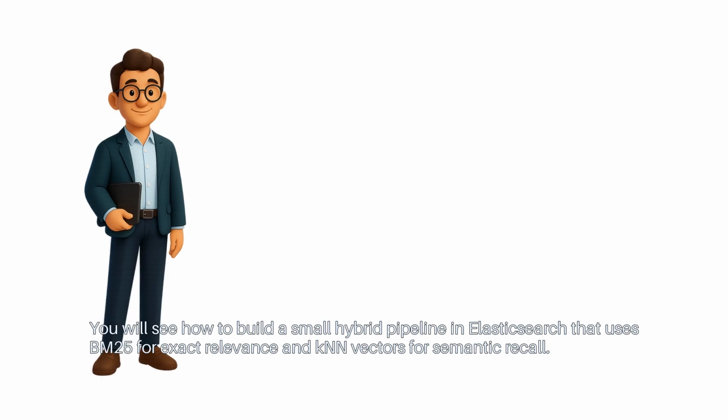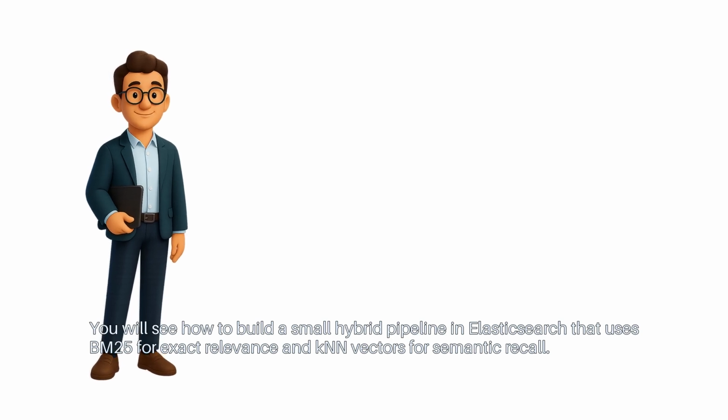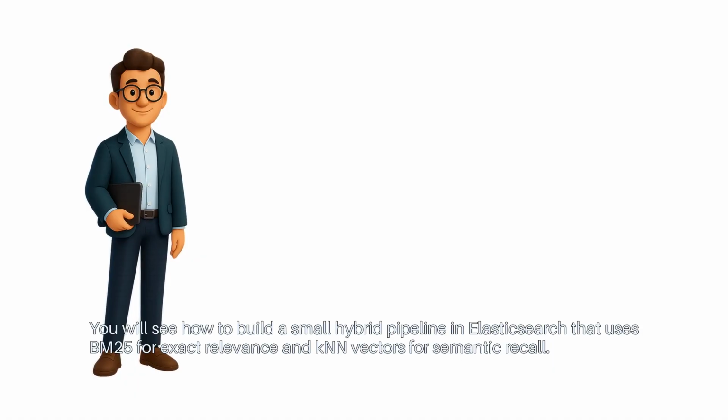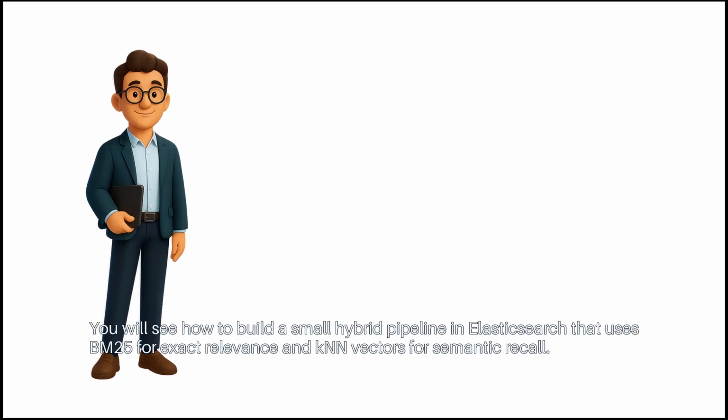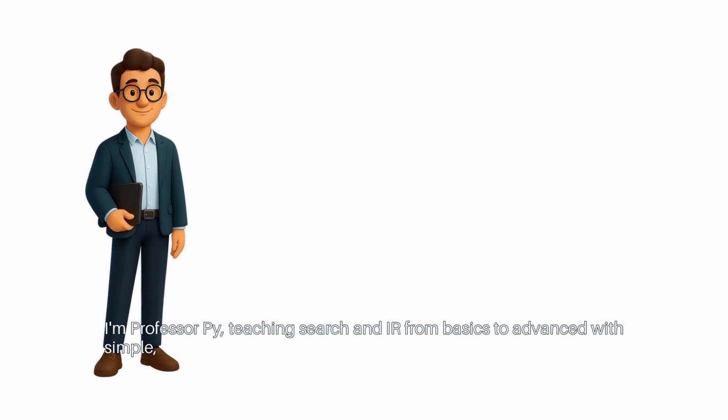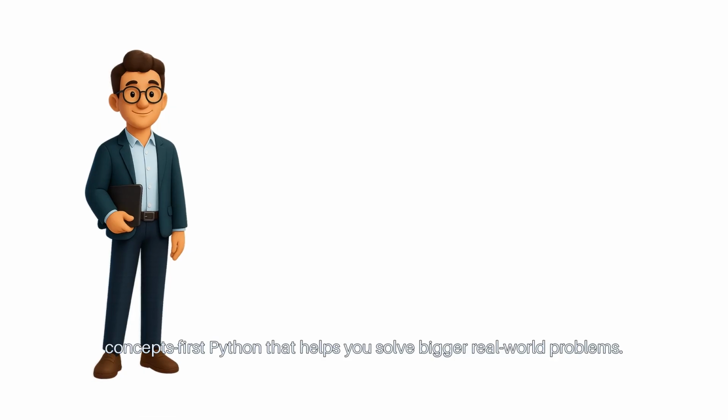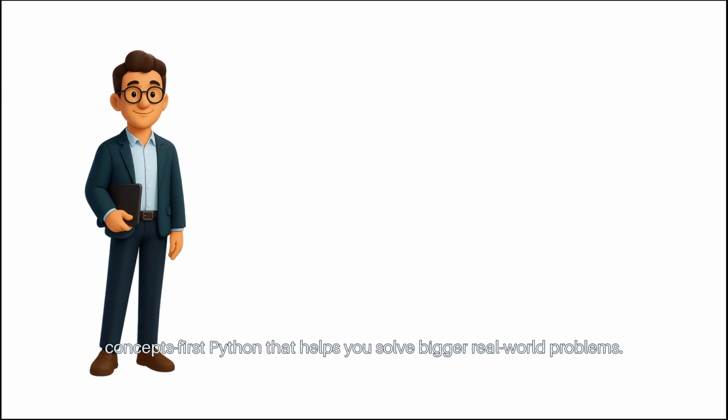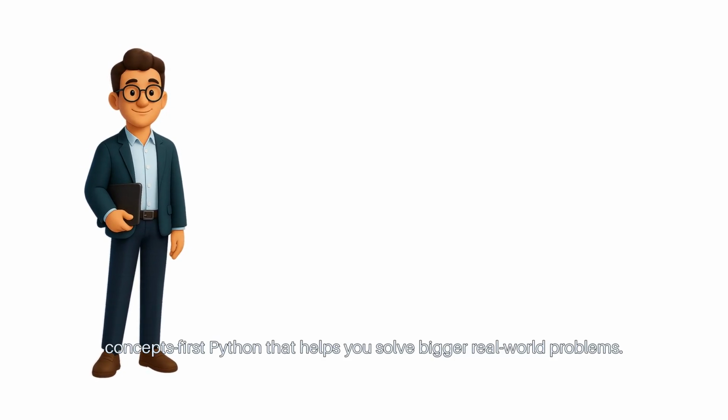You will see how to build a small hybrid pipeline in Elasticsearch that uses BM25 for exact relevance and kNN vectors for semantic recall. I'm Professor Pi, teaching search and IR from basics to advanced with simple, concepts-first Python that helps you solve bigger real-world problems.